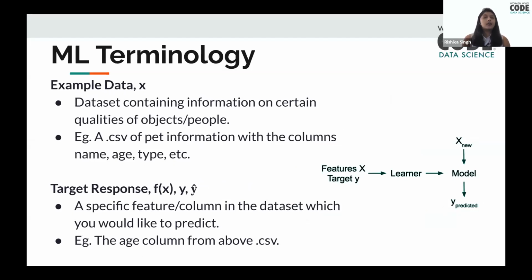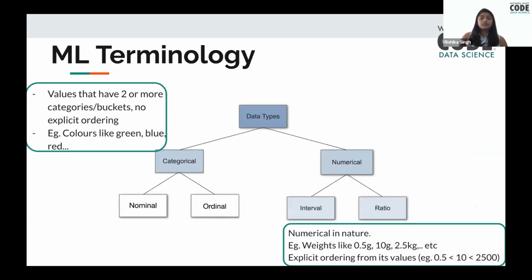So an example, and then with the example data, we also have the target response. And this is a specific feature or column in the data set, which you would actually like to predict. So going back to that same example, this could maybe be the age column from that same CSV file. And then next, just to give some more information on the terminology.